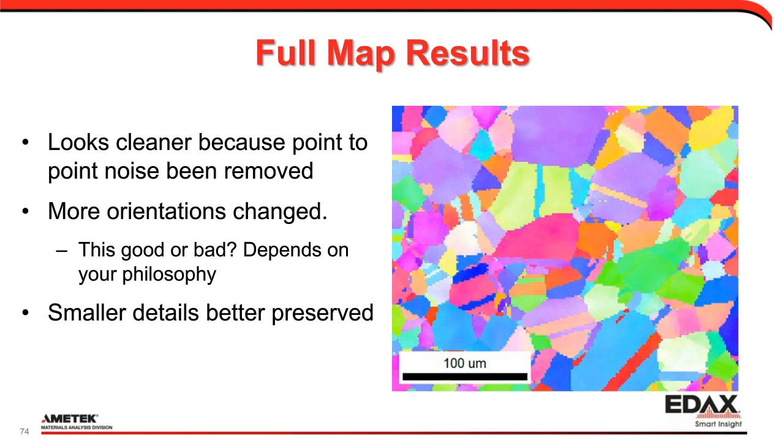So here's again the full map results. Again, I ran the full map all at the same time. In this case, I've actually changed more orientations. I basically reindexed every single point versus the partition-based approach, which only indexed the points that I chose to do. So now, is it good or bad that I've changed every single orientation? It kind of depends on your philosophy. That's a whole different debate, but we can talk about that a little bit later on.